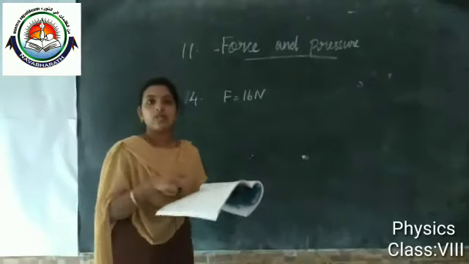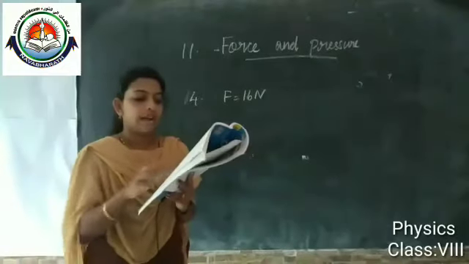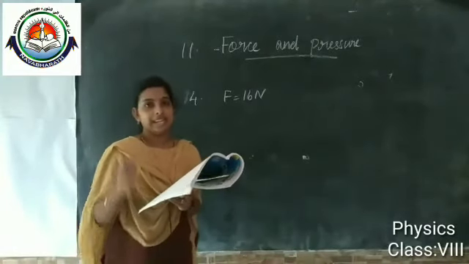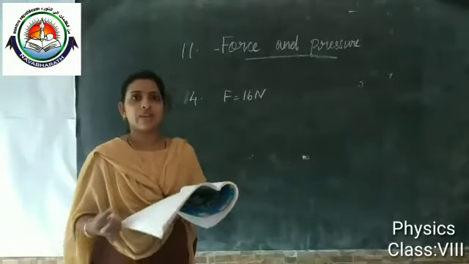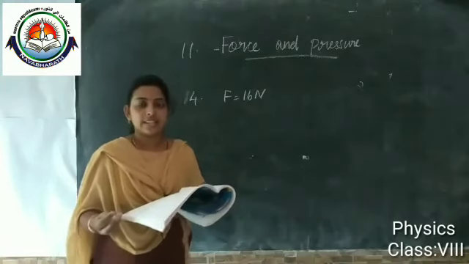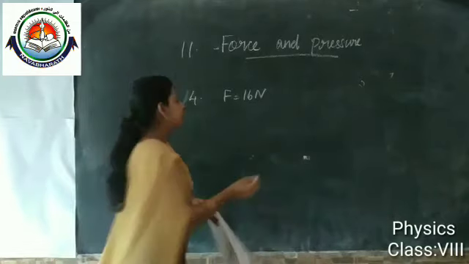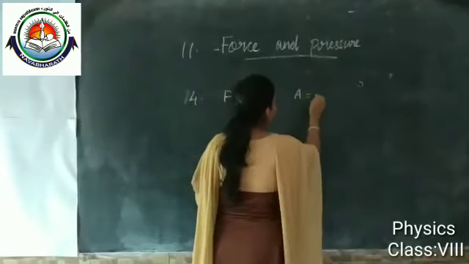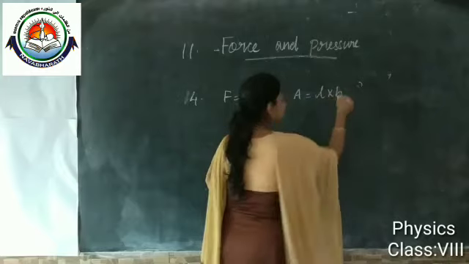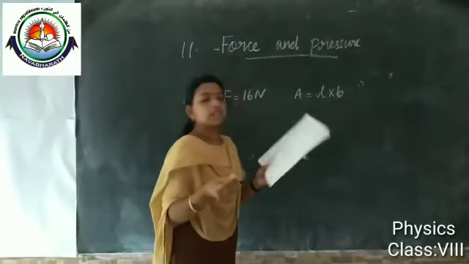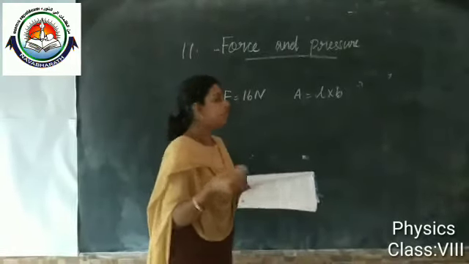So from those values we can find out the area. What is the equation for finding the area? Area is equal to length into breadth. Okay, so area is equal to length into breadth. Here length is given, 32 centimeter.